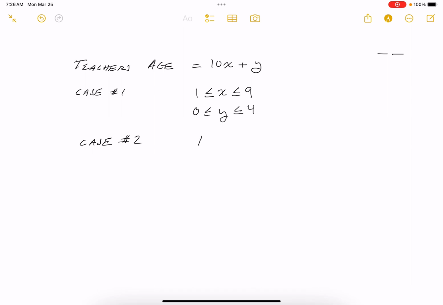Case 2 is, again, x between 1 and 9, and y this time will be between 5 and 9. So that's case number 2. All right, let's do case number 1 first. Let's go back and read the problem again. It says Lila's age. Let's write that down. We're doing case 1 now.